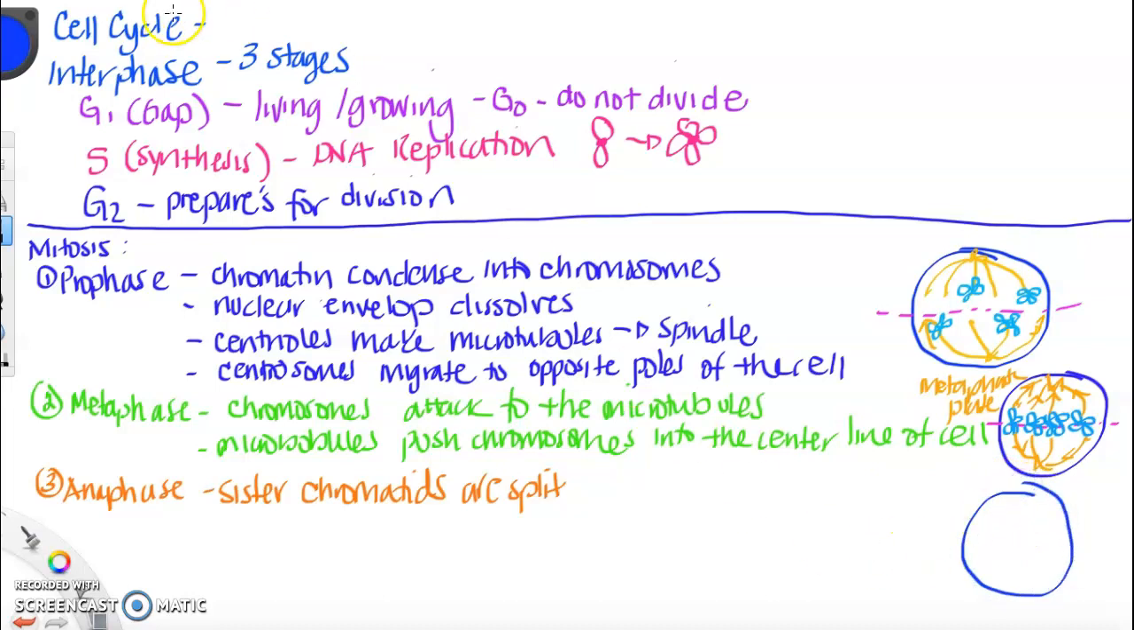So we have our little cell. Here's our spindle. And then here are our sister chromatids. Now they're split in half. So these are going to this part of the cell, and these are going to that pole of the cell. Okay? And that's what happens in anaphase.